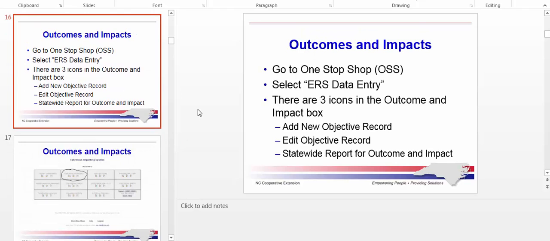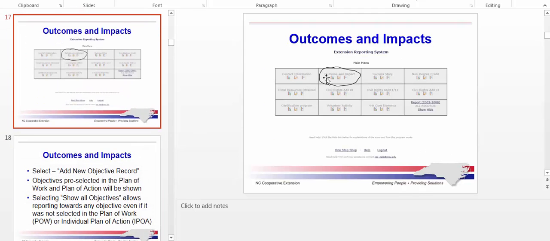So under the outcomes and impacts section, you go to one-stop shop. You select the ERS data entry, and again there are three icons at the top of each of the program areas here. One of them is for putting in your data, the middle one is for editing, and one of them is for getting you the reports from your county, reports from university, reports from the state, a total.